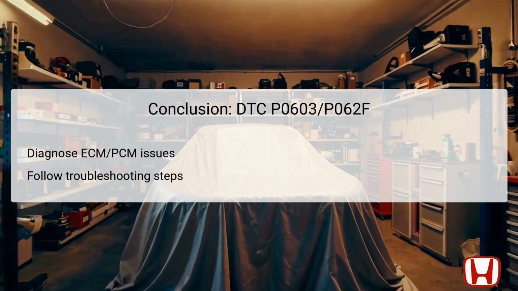In conclusion, the DTC P0603 and P062F highlight critical errors within the ECM and PCM pertaining to the Keep Alive Memory. Understanding the individual components, potential failures, and symptoms allows for effective troubleshooting. Following the detailed steps provided ensures that you can address these issues systematically.